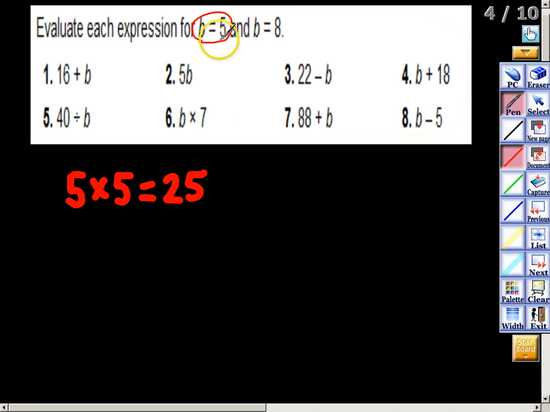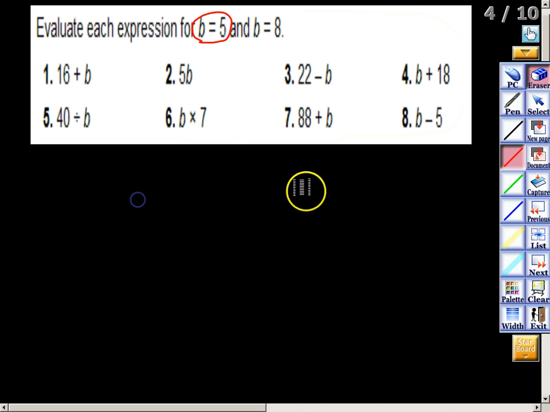Like I said before, I am giving you the value of this variable. You do not need to find the value. Now, any variable can represent any number. We're just using the number 5 for right now. Okay, let's do a couple with me. So I want you to get out your pencil. Let's work through a couple problems together.